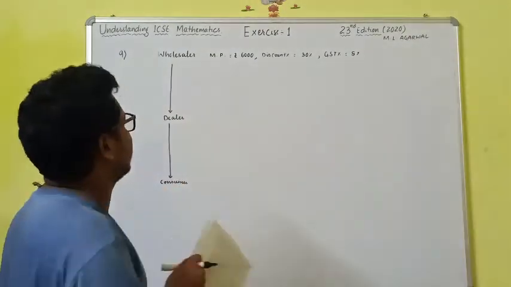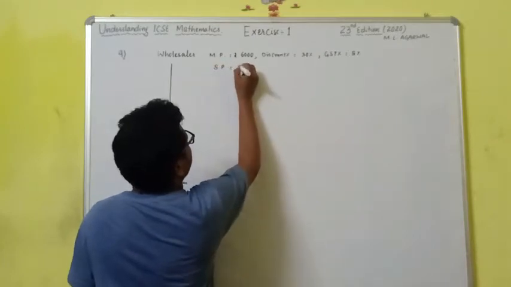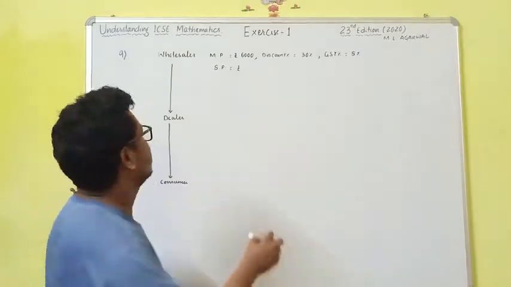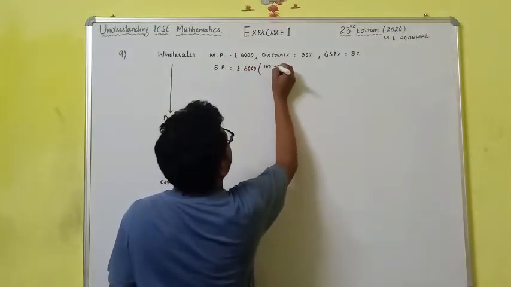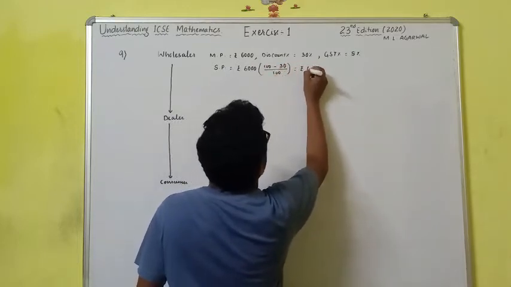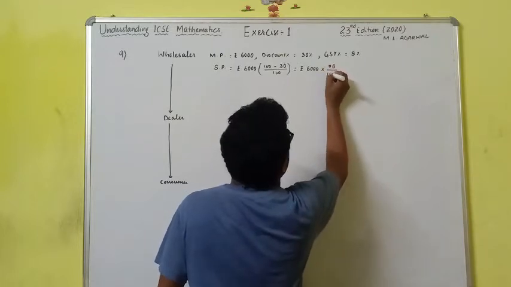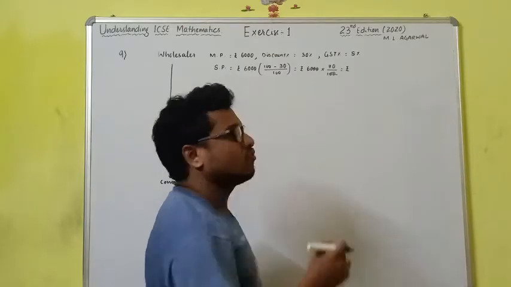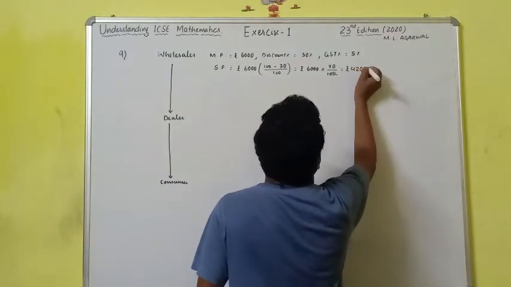We will calculate from here. See, first SP, you know the formula. SP is equal to MP bracket 100 minus discount by 100. So it will be 6,000 bracket 100 minus 30 by 100. So it will be 6,000 into 70 by 100. So the 0 cancels. 7 sixes are 42, so 4,200.